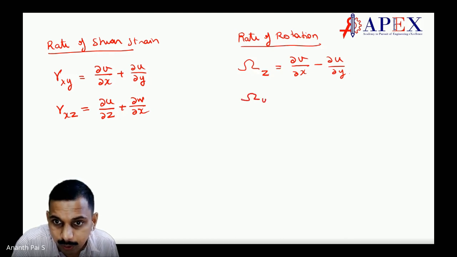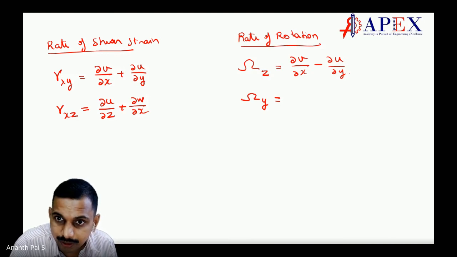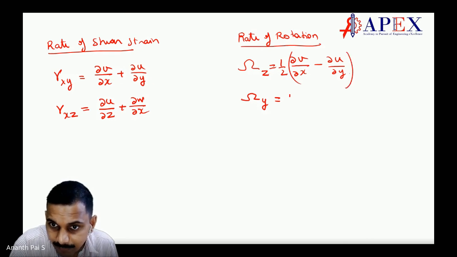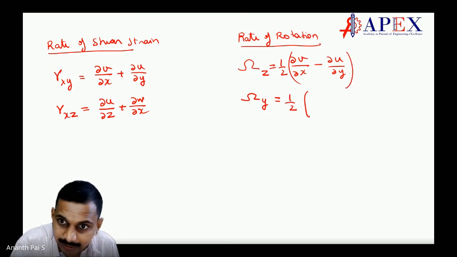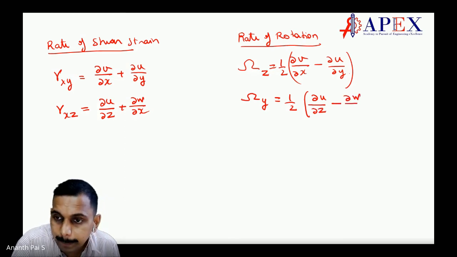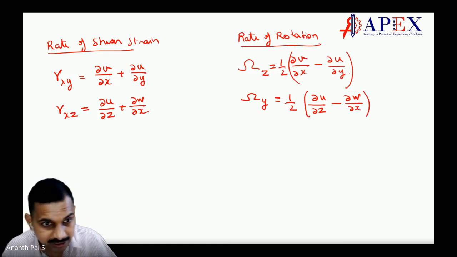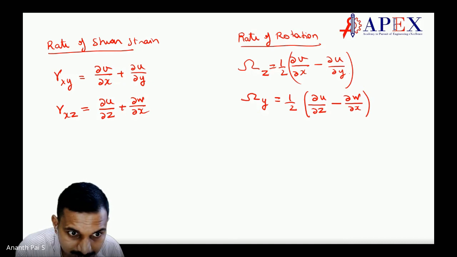And what would this be? This would be omega y, the rate of rotation, with respect to half. It has to be taken half into dou u by dou z minus dou w by dou x. I will go to the depth of this and tell you what it actually means. It's much easier than what you see here. But let us write it first.